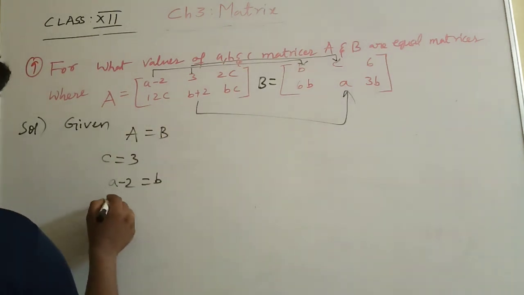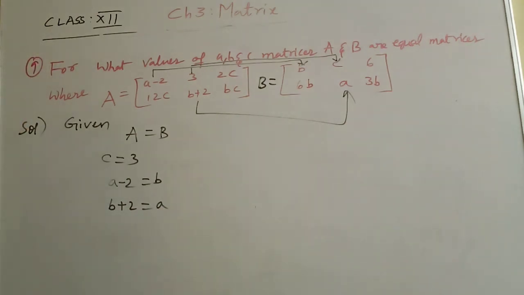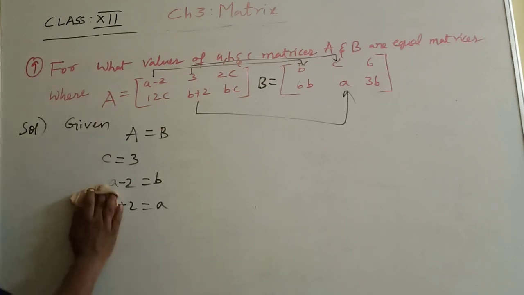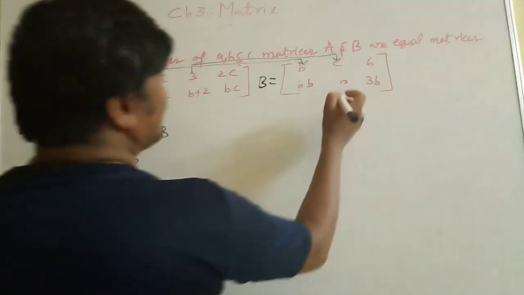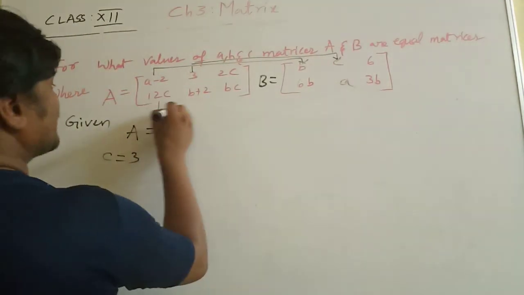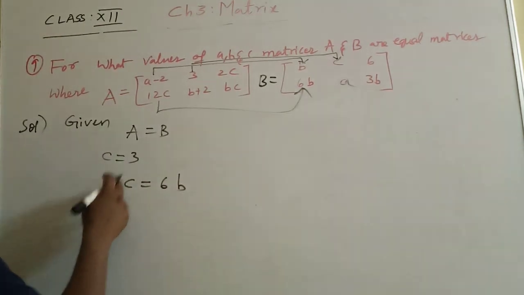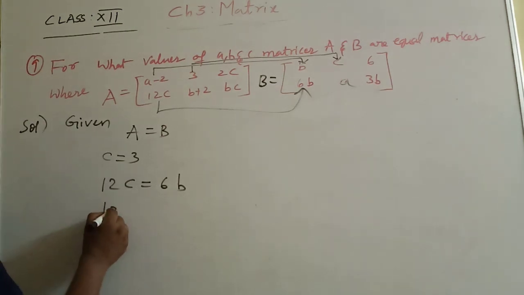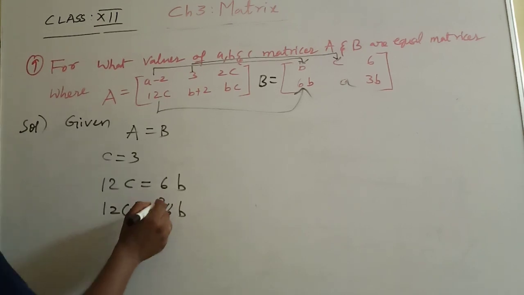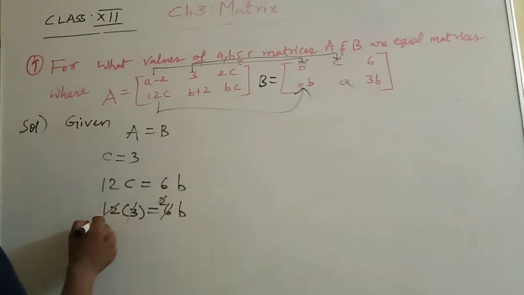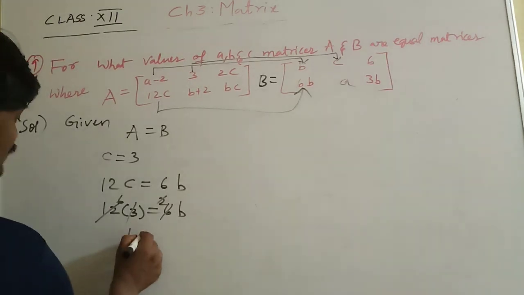Another one, it is B plus 2 is equal to A. Not required this, I hope so. The easiest method is there for you for this. So what you need to do is directly compare these two elements. 12C is equal to 6B. By using that you find your B value. 12 into C, which is 3, is equal to 6B. 3 1s are 3, 3 2s are 6. Now directly we can write in this place, B is equal to 6.